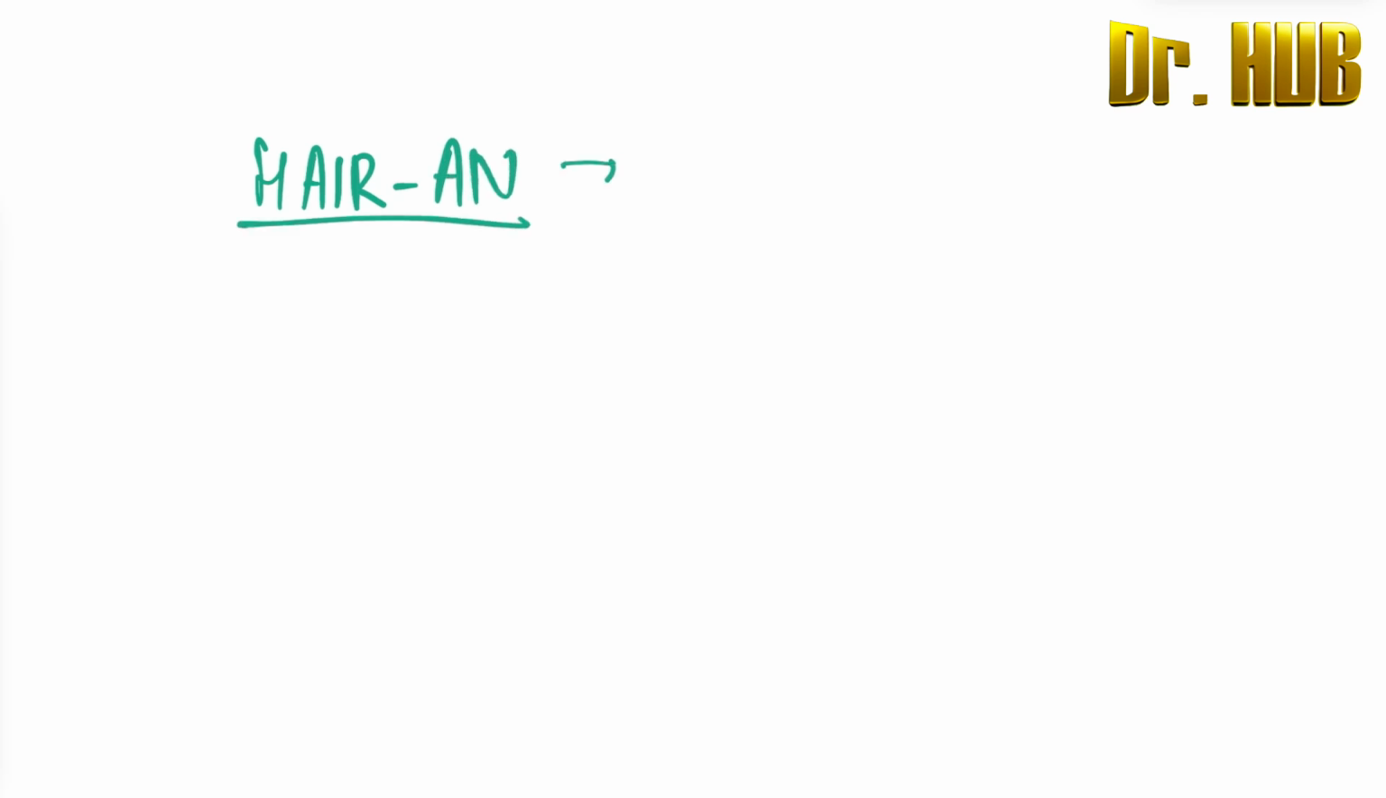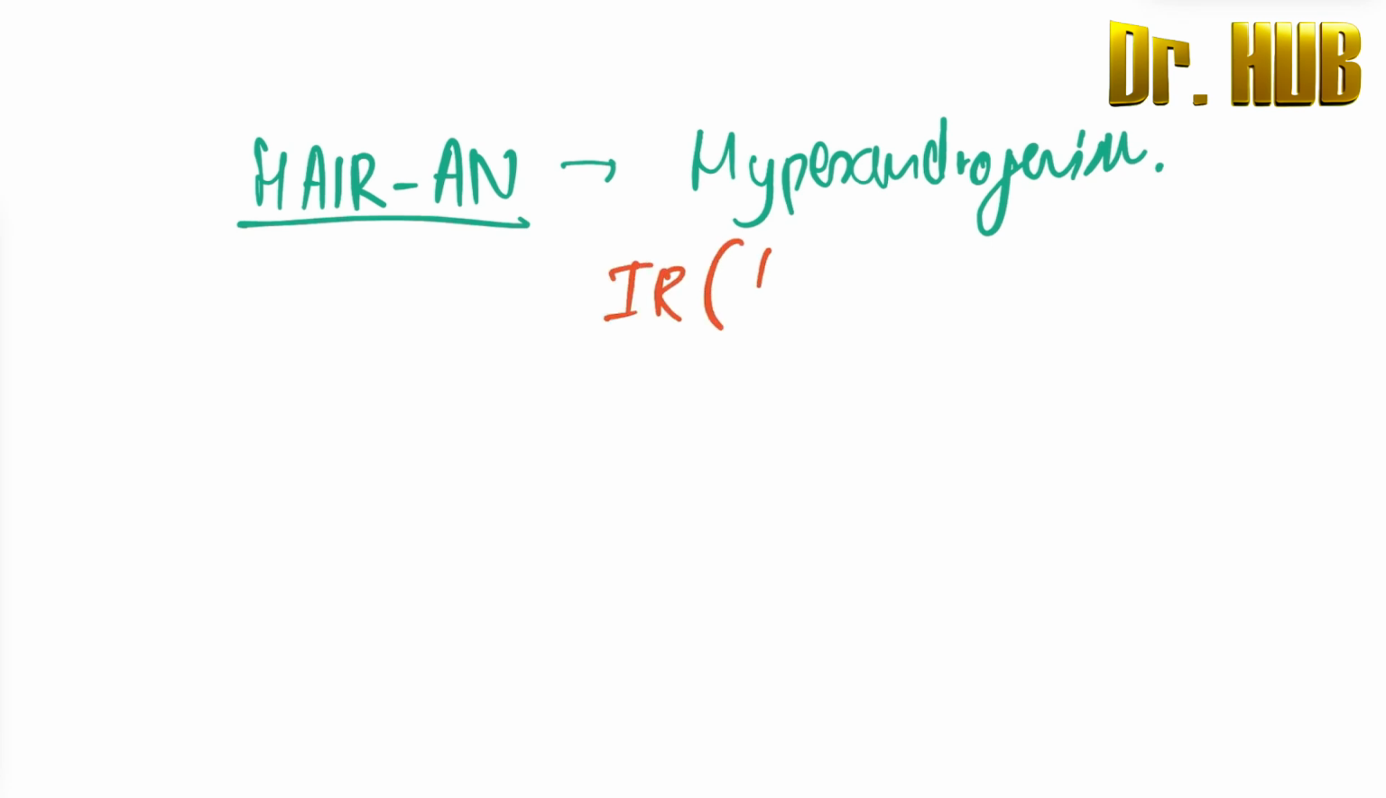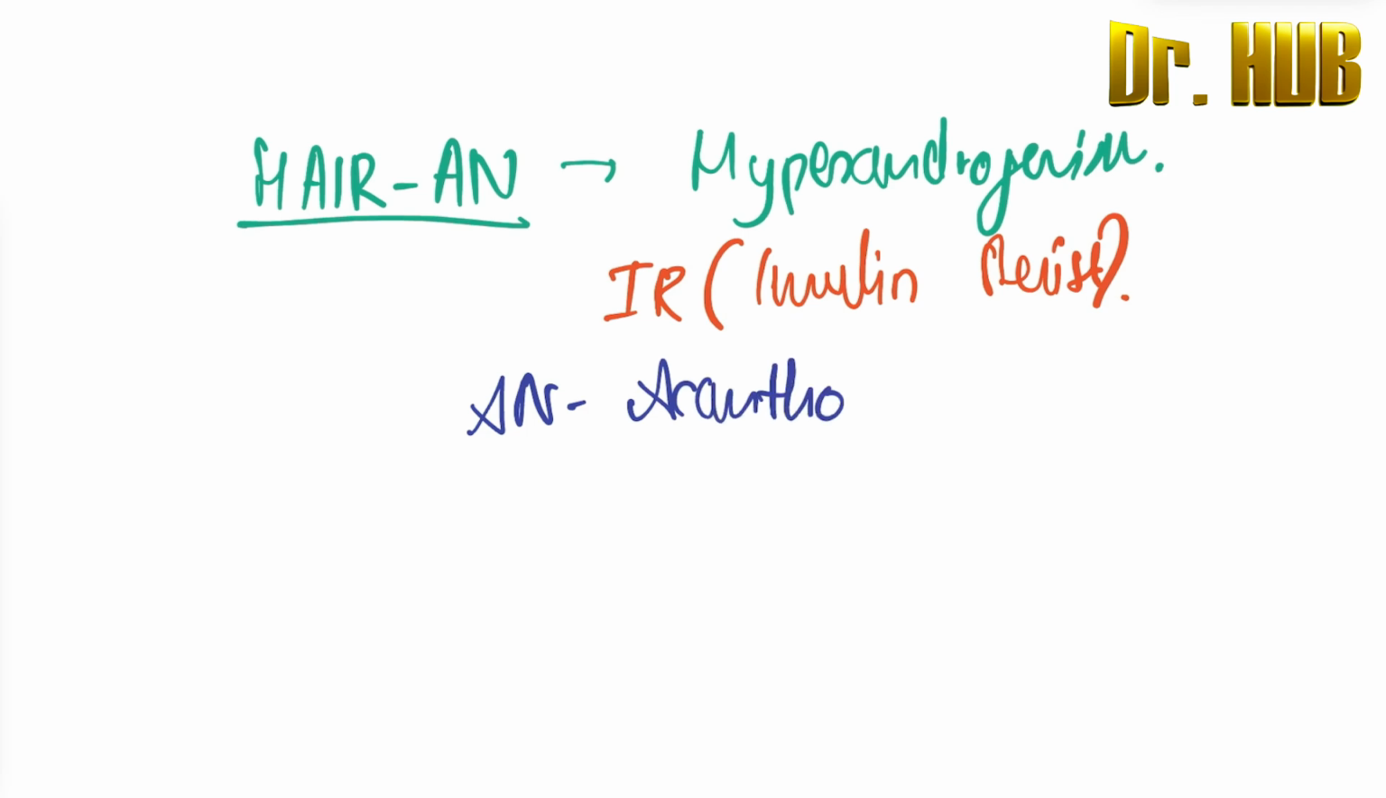Next we look at what is the HAIR-AN syndrome. All these are the important syndromes related to acne. The HAIR-AN syndrome includes hyperandrogenism. Next, what is involved? There is the IR. IR stands for insulin resistance. Next is AN. AN stands for acanthosis nigricans.